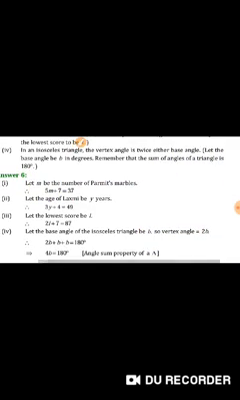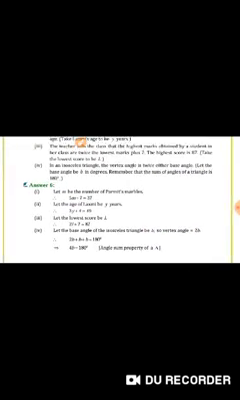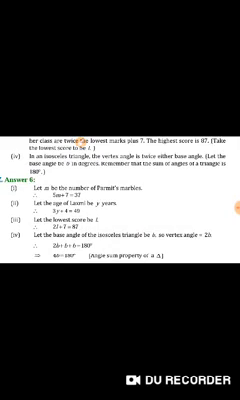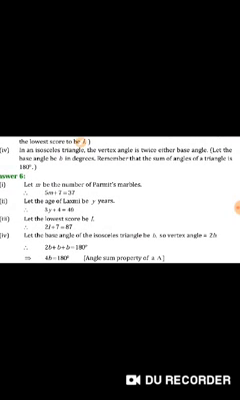Then the fourth one. An isosceles triangle means it has 2 sides the same. Equilateral means 3 sides the same. Scalene means all are different. The vertex angle is twice either base angle. Let the base angle be B in degrees.